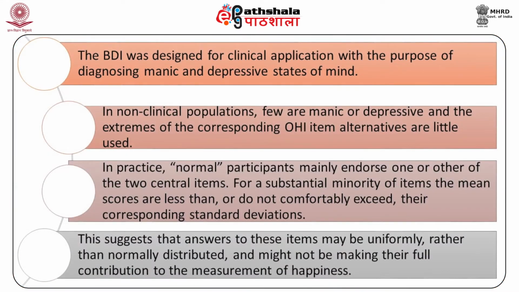The Beck Depression Inventory was designed for clinical application with the purpose of diagnosing manic and depressive states of mind. In non-clinical populations, few are manic or depressive, and the extremes of the corresponding OHI item alternatives are little used. In practice, normal participants mainly endorse one or other of the 2 central items. For a substantial minority of items, the mean scores are less than or do not comfortably exceed their corresponding standard deviations. This suggests that answers to these items may be uniformly rather than normally distributed and might not be making their full contribution to the measurement of happiness.